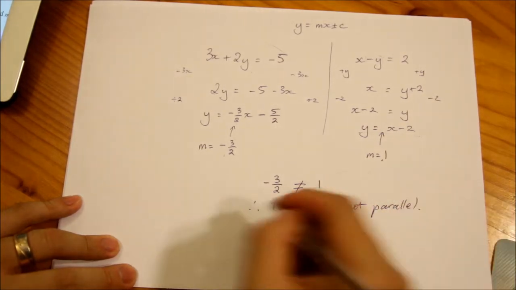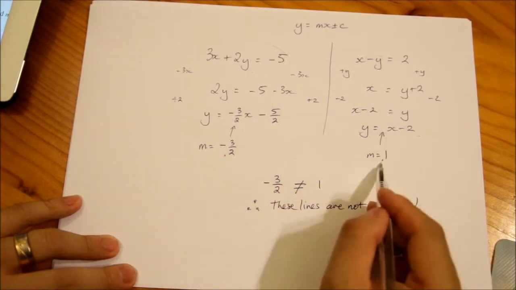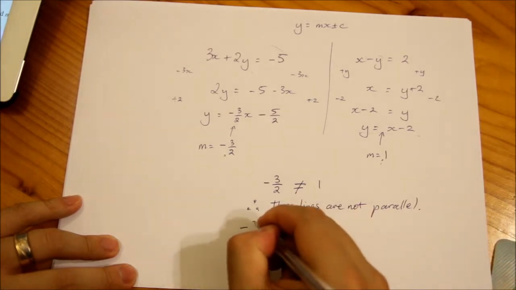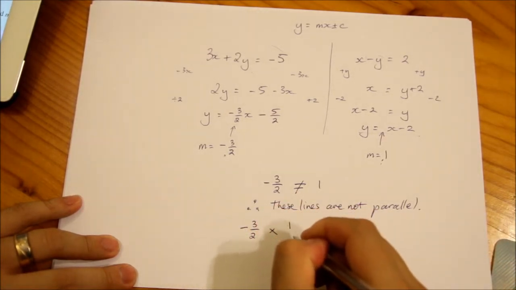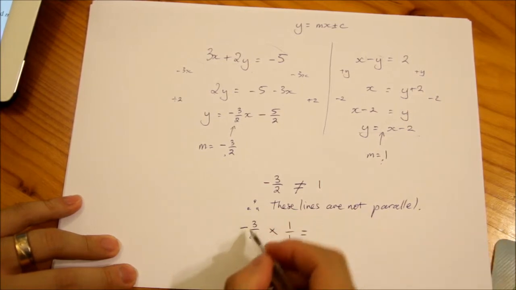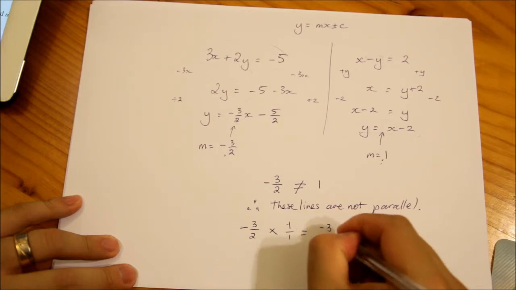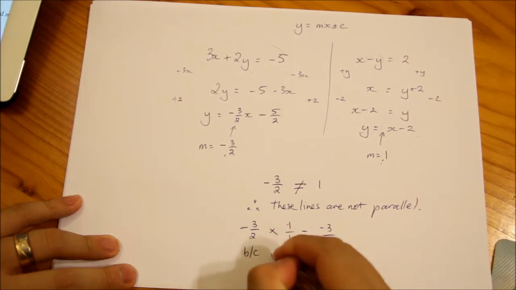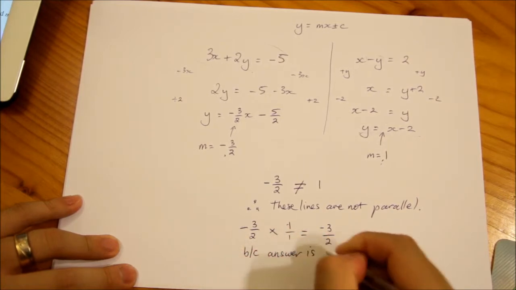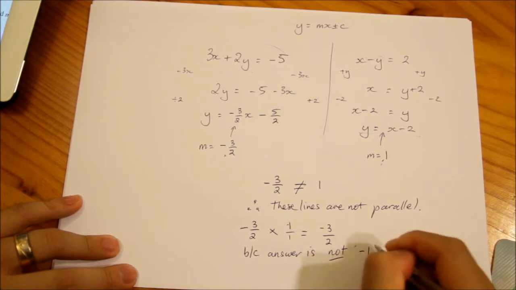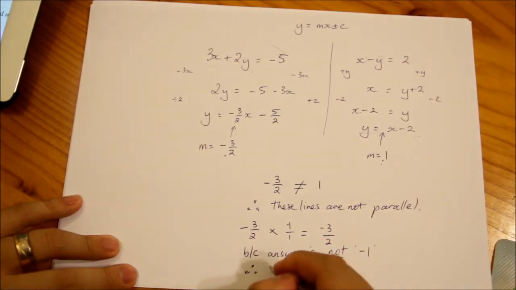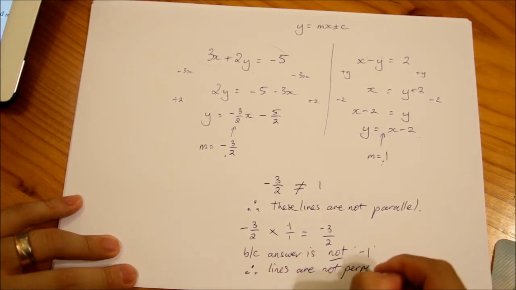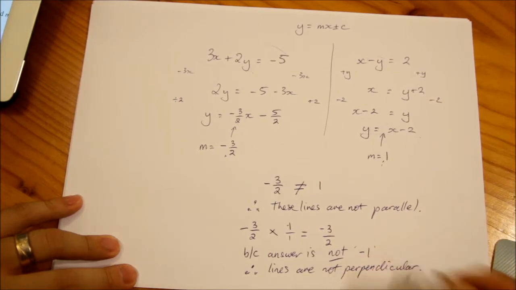Now let's do the test where you multiply the two gradients and you can identify whether they are perpendicular or not. So minus 3 over 2 times 1, we can just put it over 1, that will equal minus 3 over 2. And because the answer is not minus 1, therefore the lines are not perpendicular.